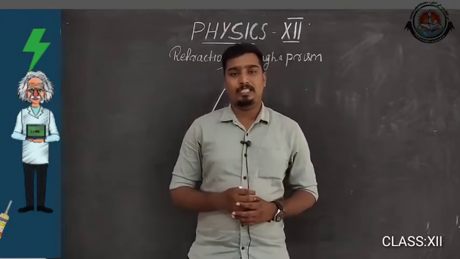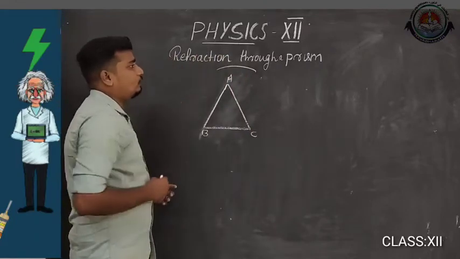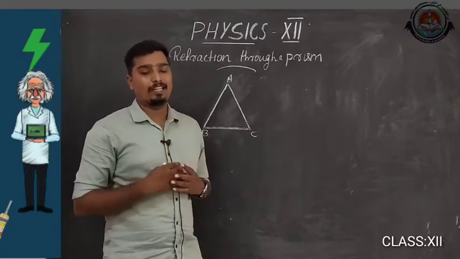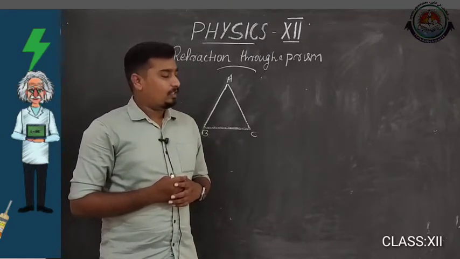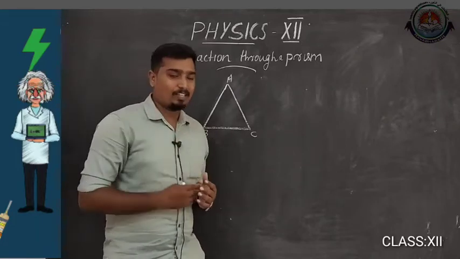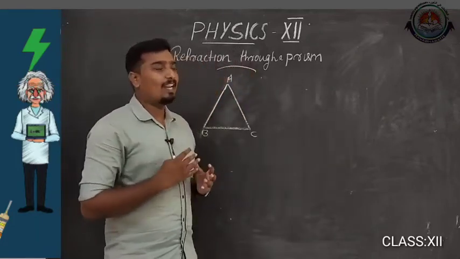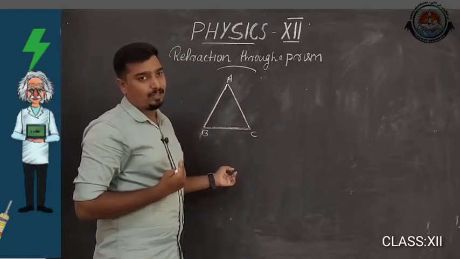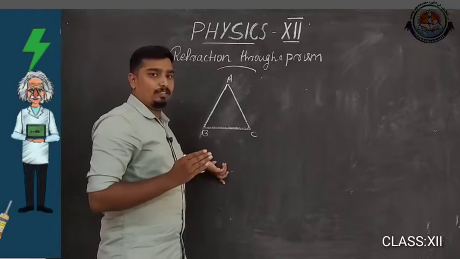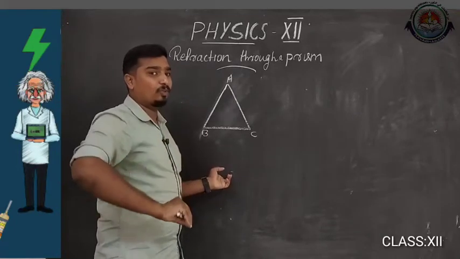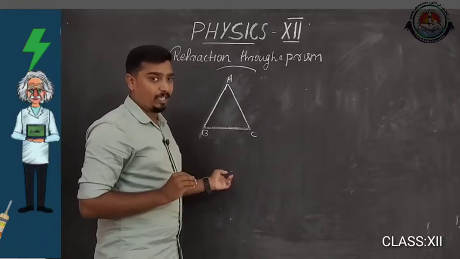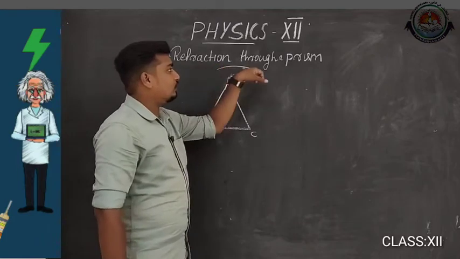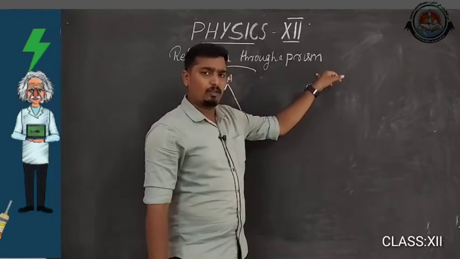Today we are going to discuss the topic refraction through a prism. We already studied what is refraction. Refraction is the bending of light when light is coming from one medium to another medium. In that session we discussed the refraction through a glass slab, but here we are going to discuss the refraction through a prism, or glass prism.